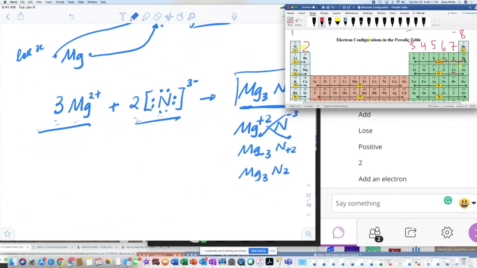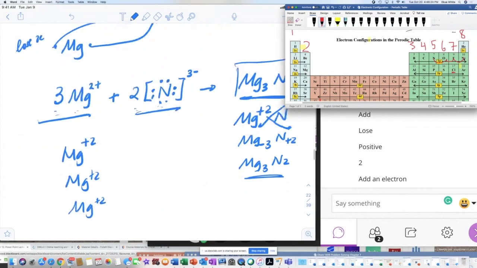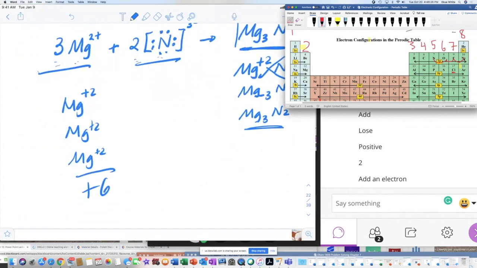Okay, so how does this make sense? Since they have different charges. Remember, it takes 3 magnesium. Each magnesium has a charge of +2, +2, +2, right? So we end up with a charge of +6. And it takes 2 nitrogen. Each nitrogen will have a charge of -3. So we'll have a charge of -6 total, +6 total, and these neutralize each other, and they create a neutral compound.